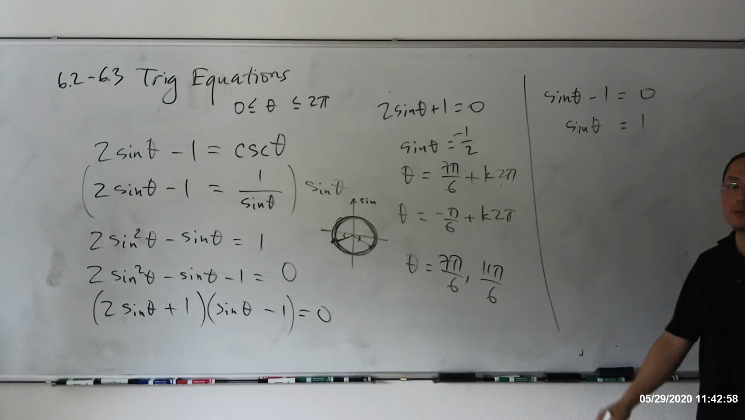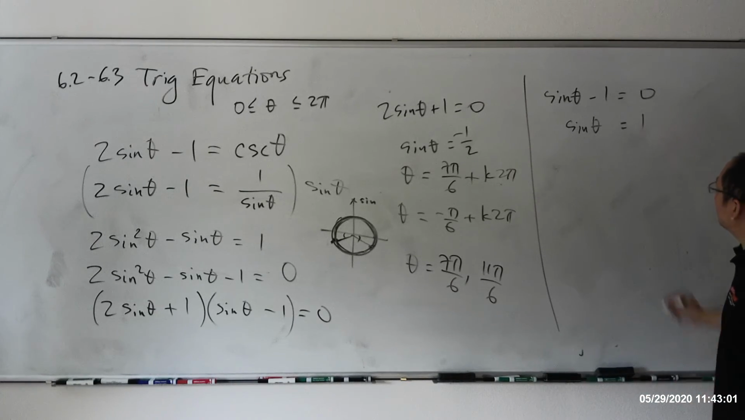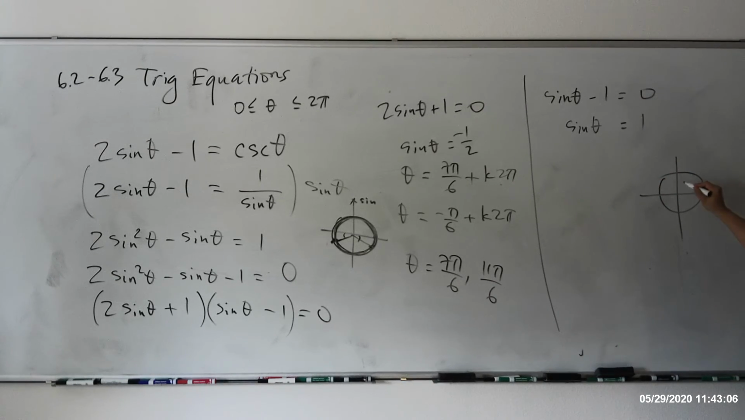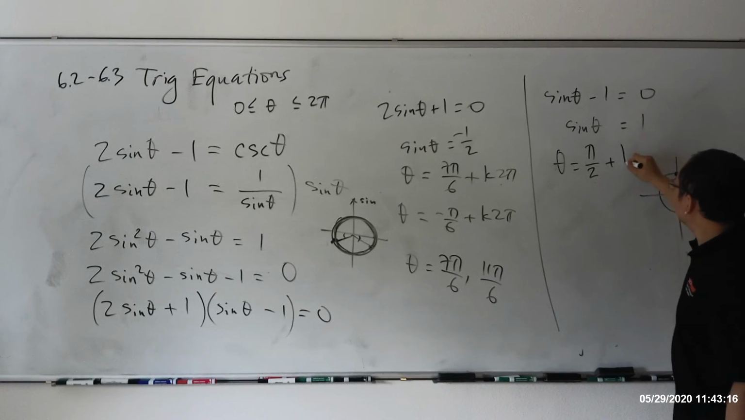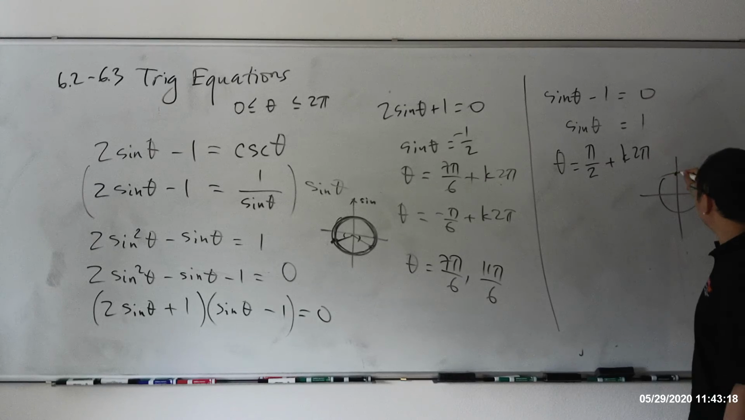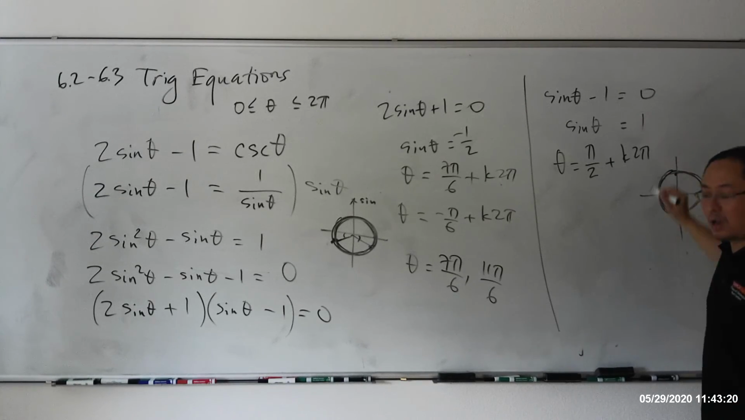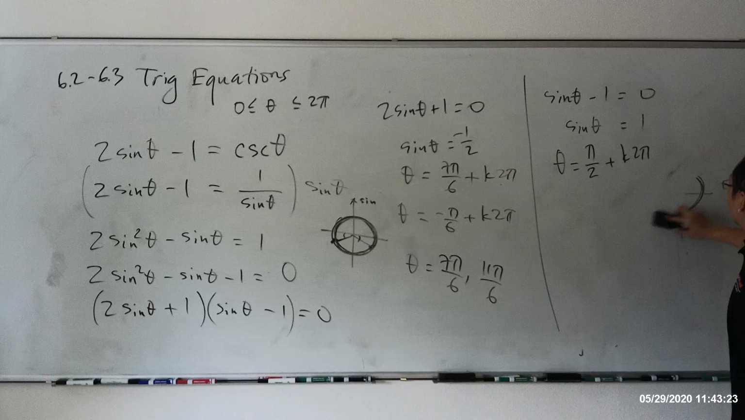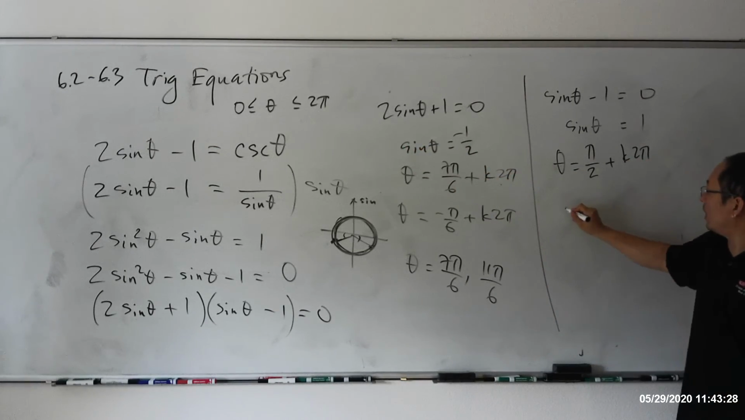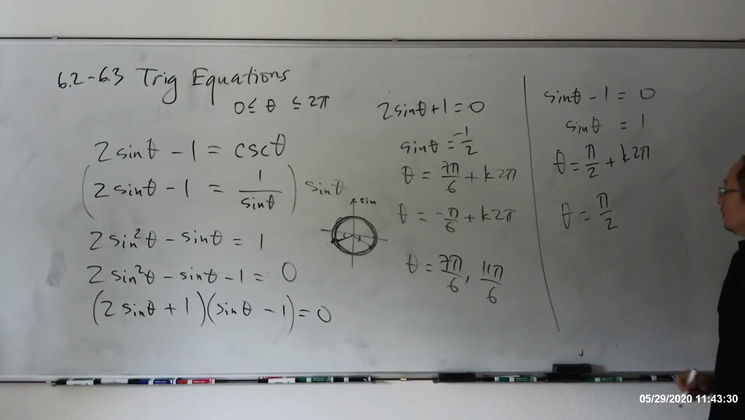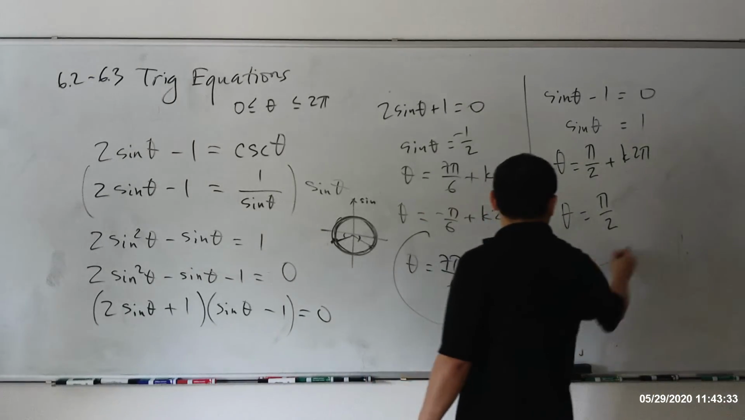Move on in here. Sine theta equal to 1. You ask yourself the same question: what angle makes sine equal to 1? This is my unit circle. Sine is equal to 1 if the angle is 90 degrees. So theta is equal to pi over 2, right? And then plus k times 2 pi. K times 2 pi means a multiple of 2 pi. You keep going around, you have the same sine function. Okay, but our angle theta is going to be somewhere between 0 and 2 pi, so we only have one answer, theta equal to pi over 2. So we have 3 solutions.